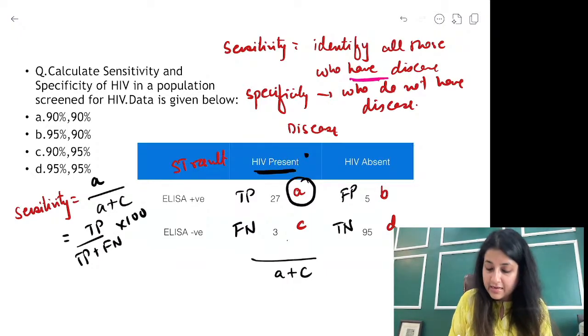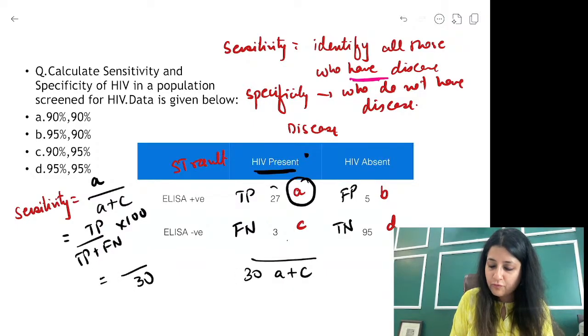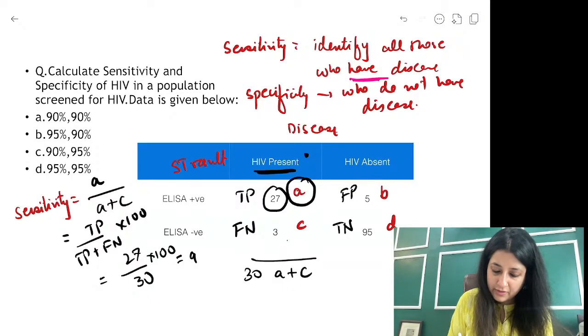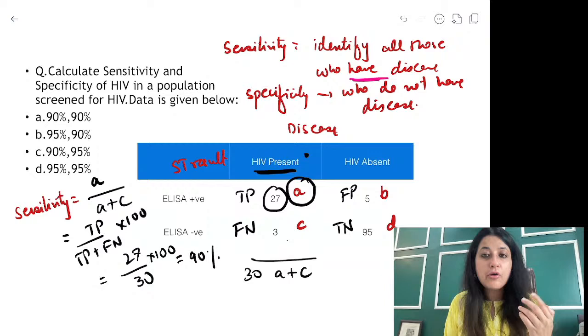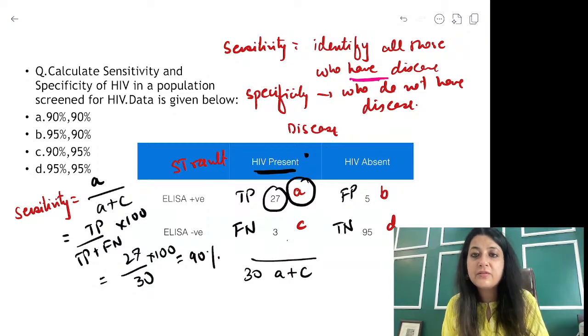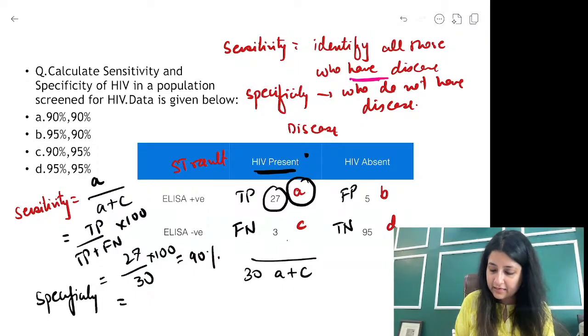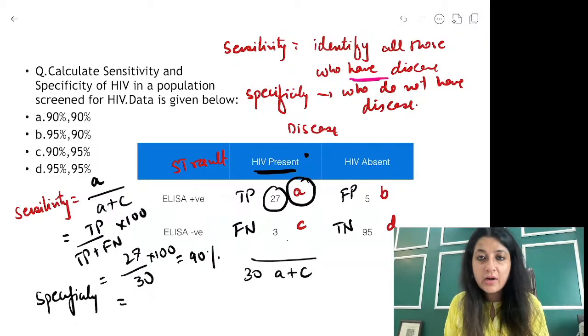Obviously you have to do it. Now over here I have already given you the values, 27 plus 3. So that is 30, and over here 27 is given into 100. Not a very difficult calculation, guys. So we know it is 90%. Now if I ask you to calculate specificity over here, what is specificity? Ability of a screening test to identify correctly all those who do not have the disease.